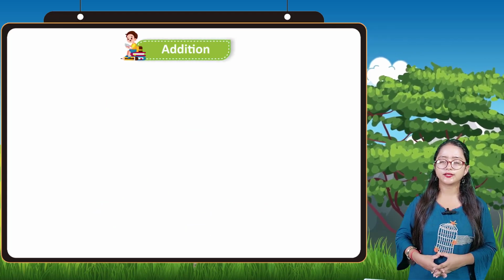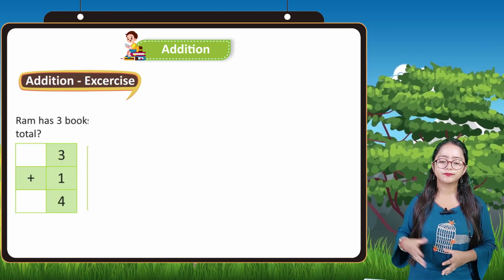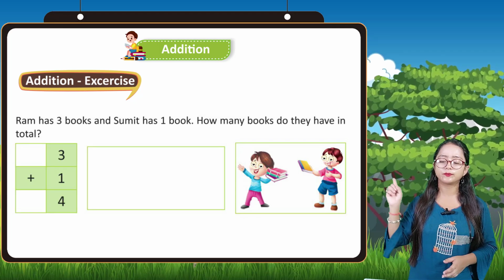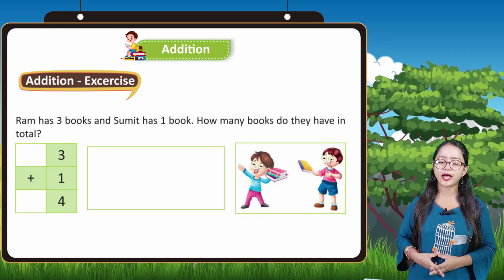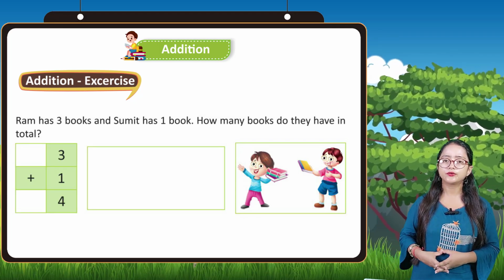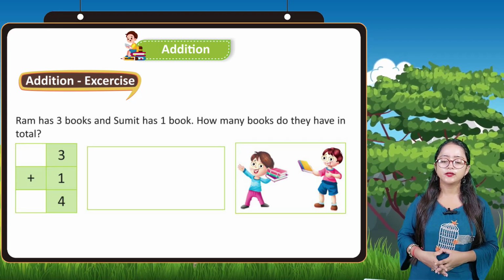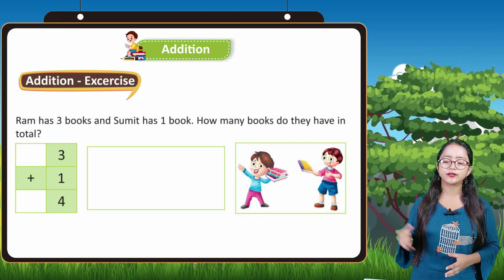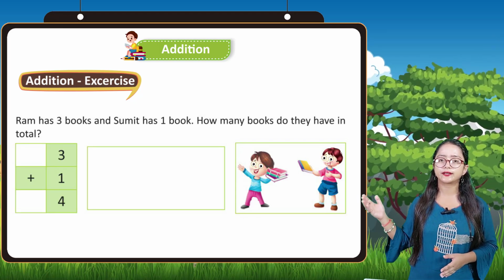Now next one is addition word problems. First one, Ram has 3 books and Sumit has 1 book. How many books do they have in total? So you have to first write down the statement form. Number of books Ram has, that is 3. Number of books Sumit has, that is 1. Total number of books 3 plus 1, that is 4.